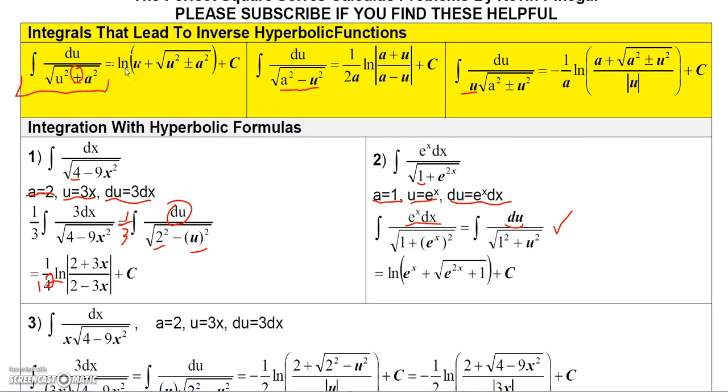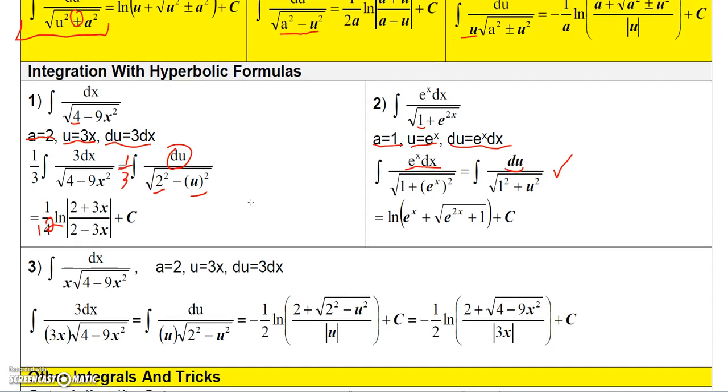Okay, so this formula will result in this formula. The result is going to be the natural log of u. So I put the natural log of e to the x, that's my u, then plus the square root of u squared, and u squared is e to the 2x, plus a squared, and a squared is 1. And so that's it. Then just put your plus c. So that's the natural log of e to the x plus the square root of e to the 2x plus 1 is what that integrates to.